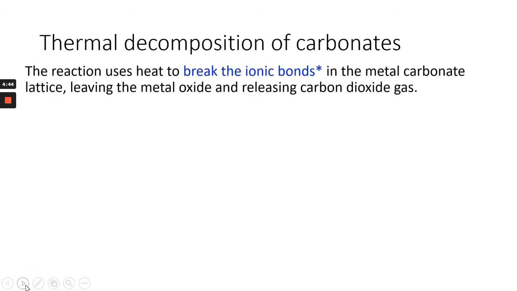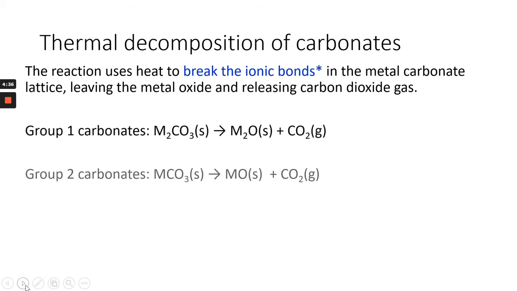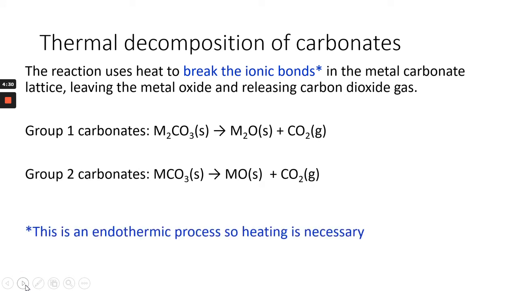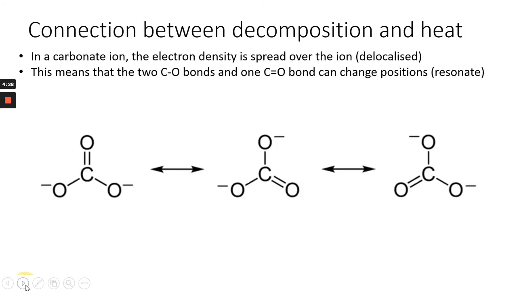What happens is the reaction uses heat to break the ionic bonds in the metal carbonate lattice, leaving the metal oxide behind and releasing carbon dioxide gas. The stoichiometry is the same whether you look at group 1 or group 2 carbonates, and obviously you need heat because breaking bonds is an endothermic process.